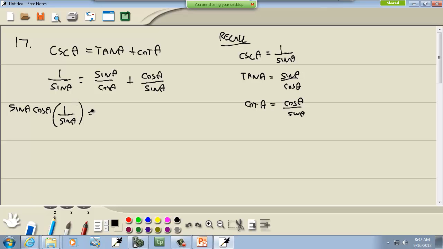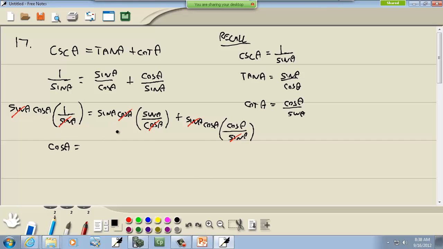So multiply it times 1 over sine. I'll multiply that times sine over cosine. And I'll multiply that times cosine over sine. Here the sines cancel, here the cosines cancel, and here the sines cancel. So we're left with cosine theta equals sine times sine is sine squared, and cosine times cosine is cosine squared.